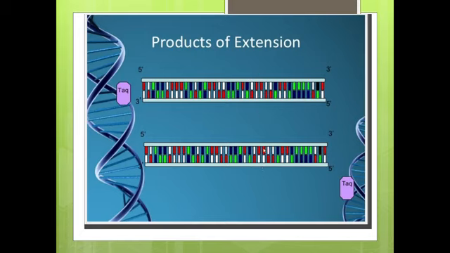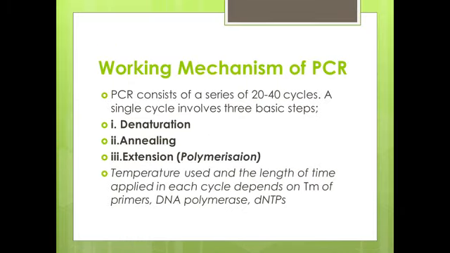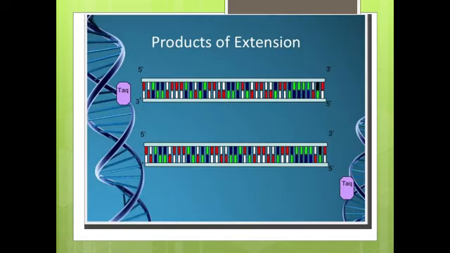Now, as I told you earlier, the polymerase chain reaction involves 20 to 40 cycles. One cycle results in production of two DNA molecules. So if we want to obtain several molecules of DNA, we have to repeat this process.